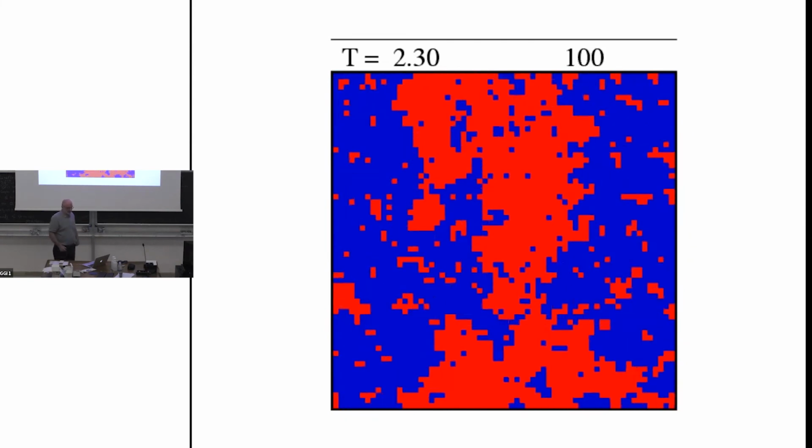And you can see here that we have a system spanning domains even, but it's not ordered, right? Here it's like maybe two big domains and some small domains. So that's characteristic of a critical state.